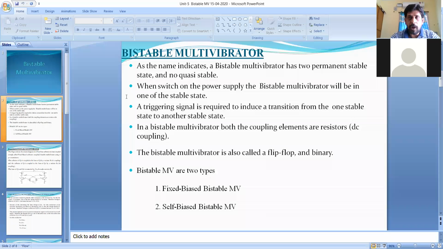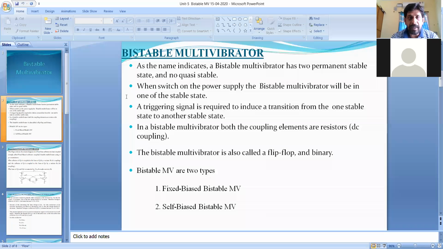Now, I am going to apply a trigger pulse. Which type of trigger pulse and where to apply it, I will tell you later. What happens? The state changes from one stable state to another stable state. Previously, let us assume Q2 is on, Q1 is off. Now I apply the trigger pulse, Q1 is on, Q2 is off.